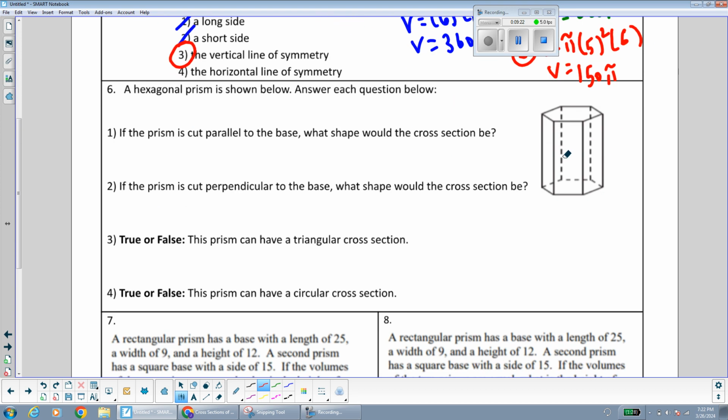If we cut this horizontal prism parallel to the base, oops, I'm a terrible artist here. But if we cut parallel to the base, that's this way, and it's going to be the same as the base. So it's going to be a hexagon. If we cut perpendicular to the base, it's going to be the same as the faces, and it's going to be a rectangle. So once again, if we cut perpendicular to the base, we are going to have a rectangle.